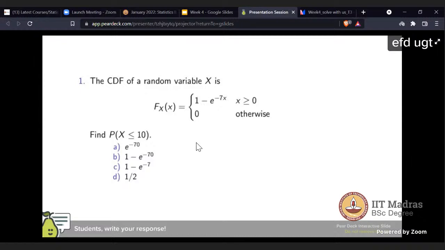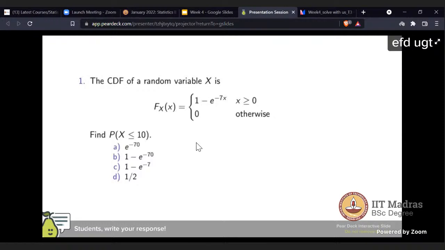Let's say here you have to find the probability X less than or equal to 10. In this case, you will have to integrate the PDF. Every time, you do the integration of the PDF, and what should be the limit? Since X is less than or equal to 10, X can go from minus infinity to 10, right?